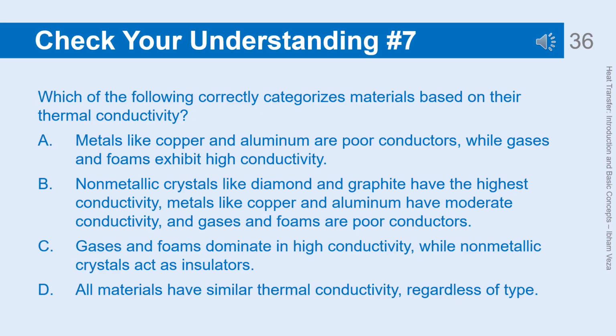Check your understanding number 7. This question tests the understanding of material classification based on thermal conductivity. The correct answer states that non-metallic crystals have the highest values, metals are in the middle, and gases and foams are insulators. This classification matches the conductivity spectrum discussed earlier. This understanding is important to avoid mistakes in material selection for design. It also reinforces the link between material properties and their functions.